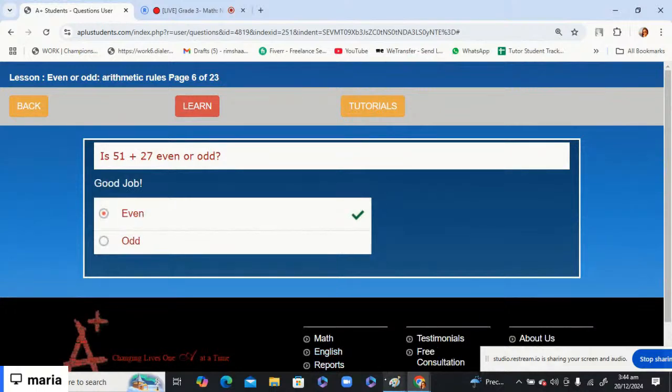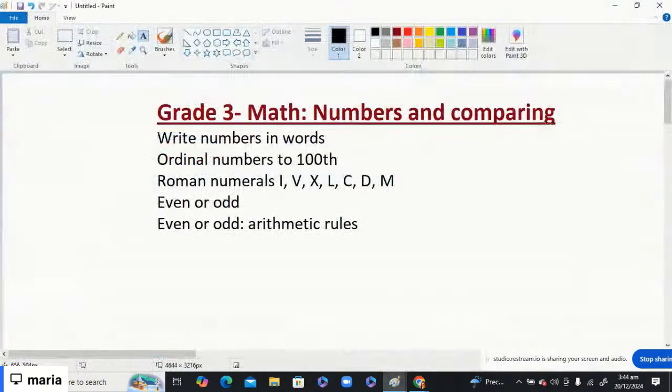Hope you guys understand this lesson as well. So today we covered grade 3 maths. The chapter we covered today is numbers and comparing. These are the list of the lessons: write the numbers in words, ordinal numbers, 100, Roman numerals, even or odd, even or odd arithmetic rules.